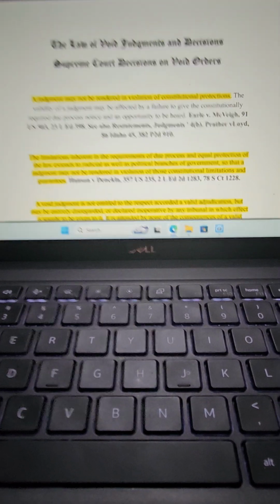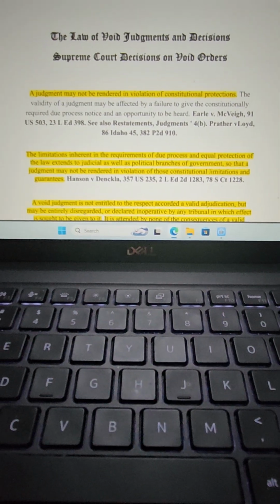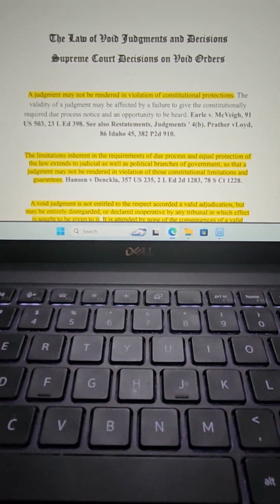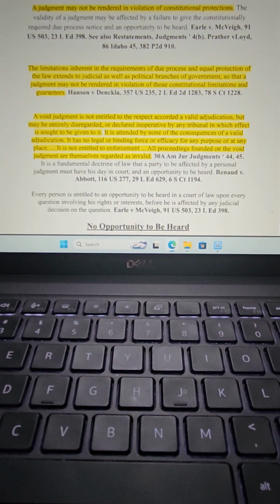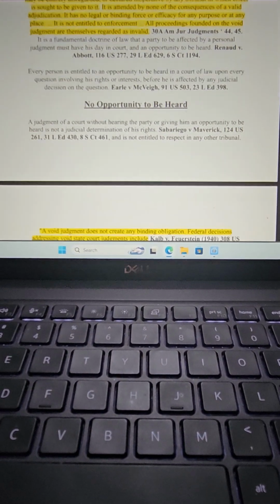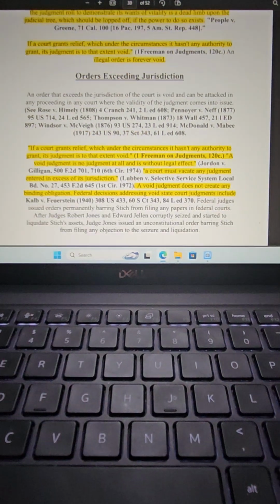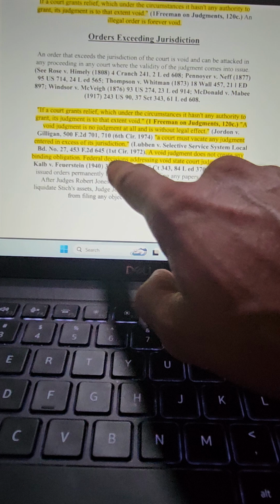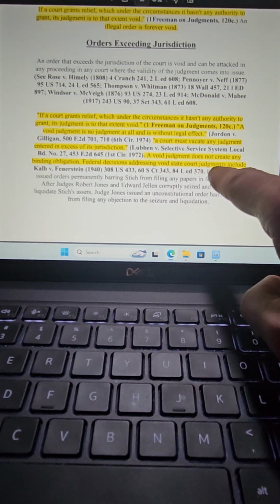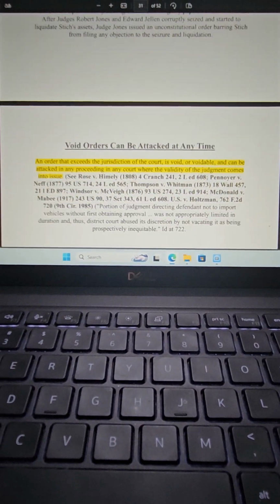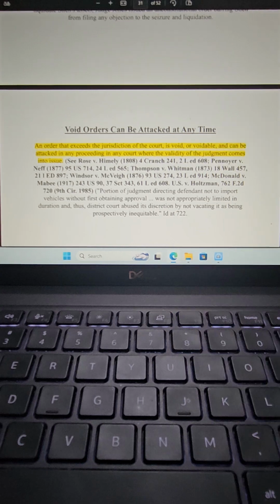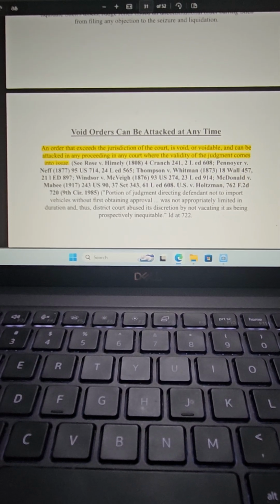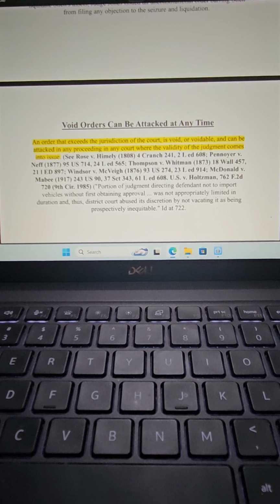Okay. So we're going to go the law of void judgments and decisions, Supreme Court decisions on void orders. Here is Supreme Court rulings, which is case law that you state little piddly courts have to follow because these are higher courts that made these decisions. Void judgment does not create any binding obligation. Federal decisions addressing void state court judgments include, right? So here's an order that exceeds its jurisdiction of the court is void, voidable, can be attacked in any proceeding in any court where the validity of the judgment comes into issue.